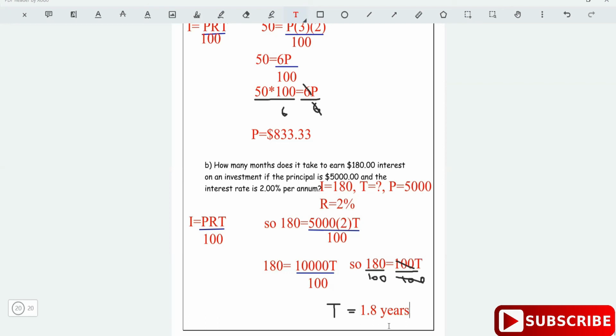1.8 years. All right, some people might say 1.8 years, and you can, if you want to write it better, we know that in terms of months, that would actually be just about 1 year and 10 months if you want to write it out like that. But it would be 1.8 years. Easy. And that takes care of simple interest.